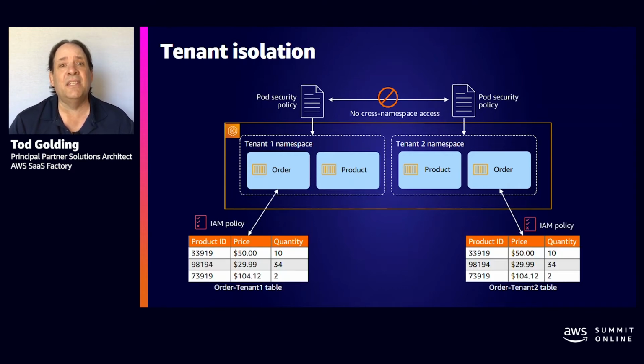And so now as these microservices go out to interact with, for example, in this case, an order table, in this case it's siloed for each tenant, meaning each tenant has its own table. Now we have to have IAM policies associated with our interactions with these tables. So you'll see in this example how we use IAM policies to constrain a tenant's views so that a tenant in one namespace can't access the order table of a tenant in another namespace.